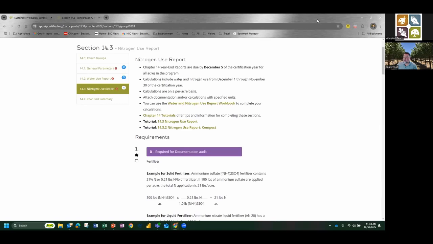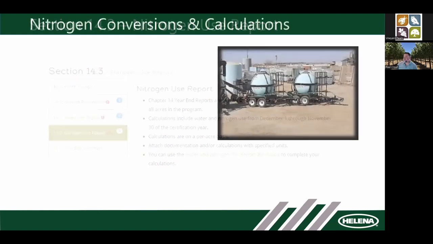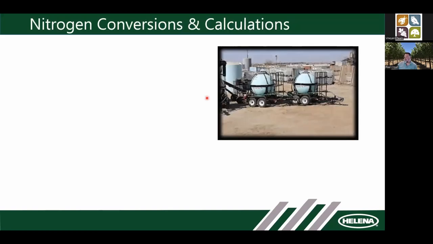And so that takes us to nitrogen use, which is section 14.3. This is where things get a little more complicated, and that's calculating the amount of nitrogen. So let's talk about our nitrogen conversions and calculations, because fertilizer applied, and it doesn't matter if you're organic, if you've applied organic fertilizer, if you've applied conventional, synthetic fertilizers, whatnot, all of this, if you've just applied compost, there is a nitrogen amount in there, and we need to calculate that out.